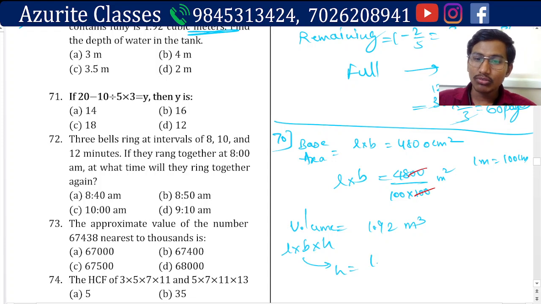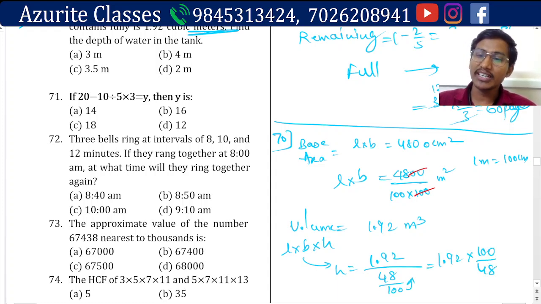So height is equal to 1.92 divided by 48 divided by 100, reciprocal and multiply. So 1.92 into 100 by 48. 100 if you multiply, 2 decimal places will go away. So it will become 192 by 48. How much is 192? 48 4s are 192. So 4 is the answer, option B. Okay, so that is the answer. I hope you will be able to do it. You can watch this video again.